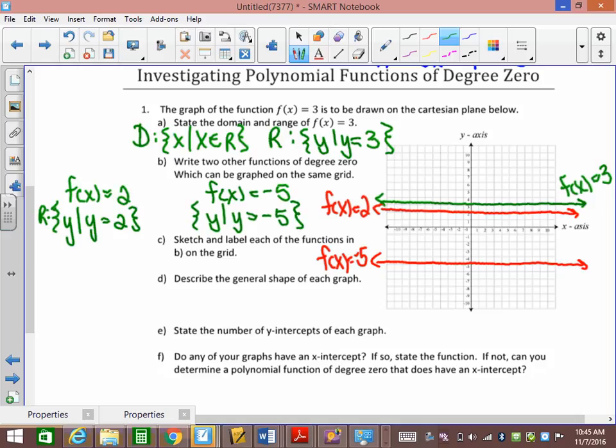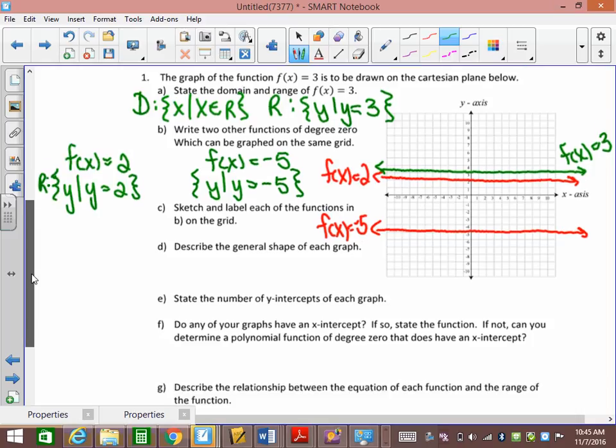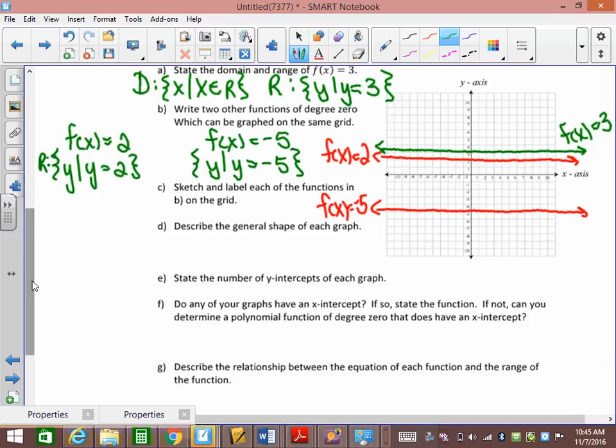Sketch them and label them. We already did. Describe the general shape of each graph. It's a horizontal line, right? That's all they are. They're just horizontal lines. State the number of y-intercepts. How many times do each of these cross the y-axis? Once, at the value they are, right? So there's one y-intercept.